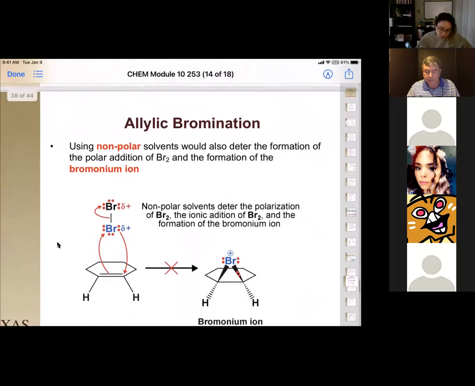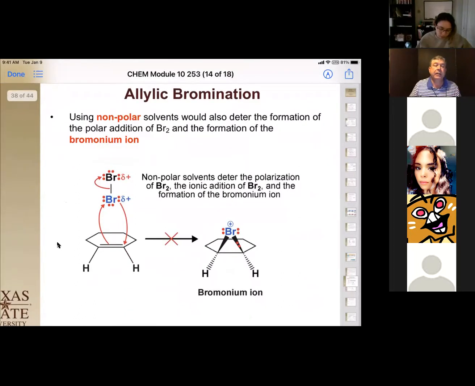Okay. The other thing that really helps in the allylic bromination is using nonpolar solvents. The reason using nonpolar solvents will work is because you will not be able to just do that bromine addition across the double bond. It won't be able to stabilize that bromonium ion. So by doing your radical reaction in a nonpolar solvent, you're encouraging it to do the monobromination hydrogenation reaction instead of the dibromination that we would see in the bromonium ion.